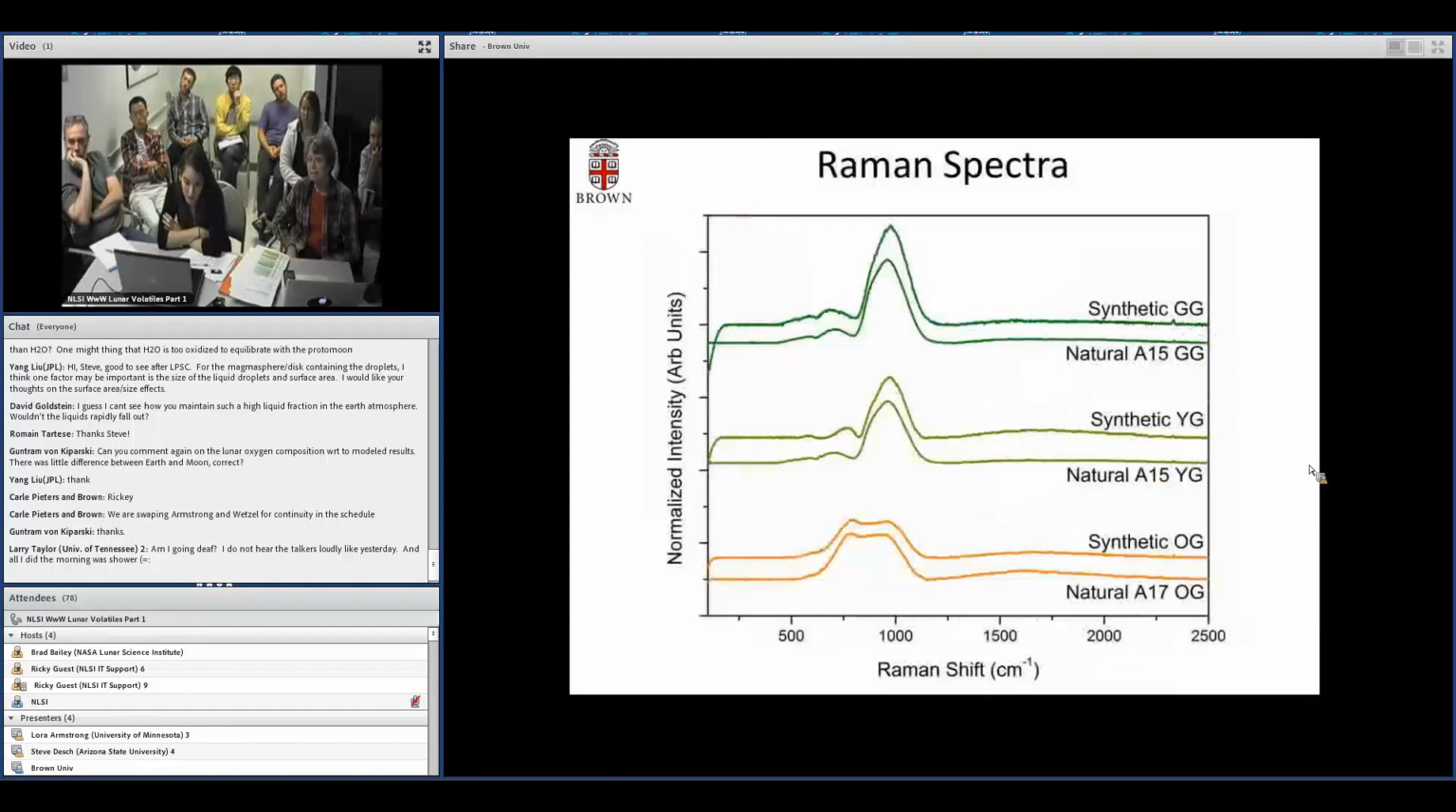We can also look then at the Raman spectra. Again, we have all three compositions and the coupled natural with synthetic glasses as well. And you can really see how nicely they match. And so if we want to try to tease out any sort of water peak in the natural samples, it's good to know that our synthetic glasses are a good representation, and so we can use these to better understand how to handle the natural samples.